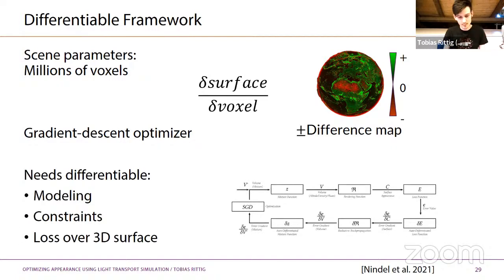Well, it's not quite as easy. In fact, you need to make the whole pipeline differentiable for it to work, because this is a chain, and as soon as one link breaks, it doesn't work anymore. So in the paper, we show how to model a problem in a differentiable way, how to apply constraints, and especially in this case, you need to have a loss function which is working over a surface of 3D voxels, and you want to express certain properties in that, and this is all part of the paper.